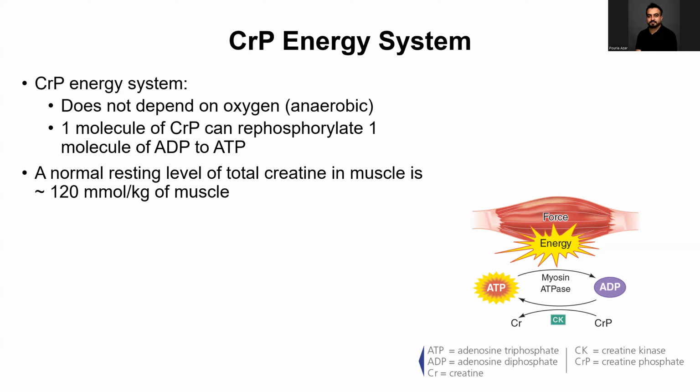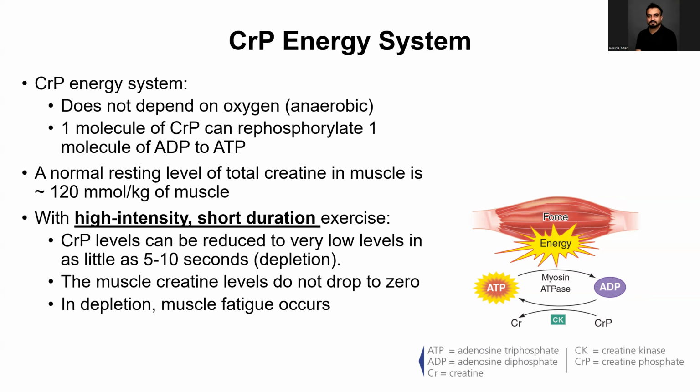A normal resting level of total creatine in muscle is around 120 millimole per kilogram of muscle. And with high intensity and short duration exercise, creatine phosphate levels can be reduced to very low levels in as little as 5 to 10 seconds, which is depletion of creatine phosphate.